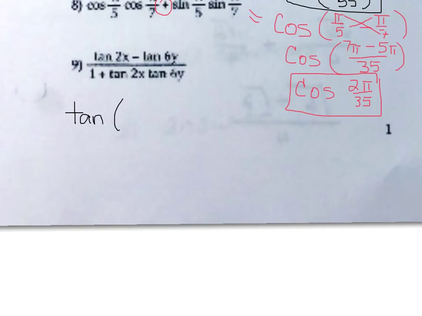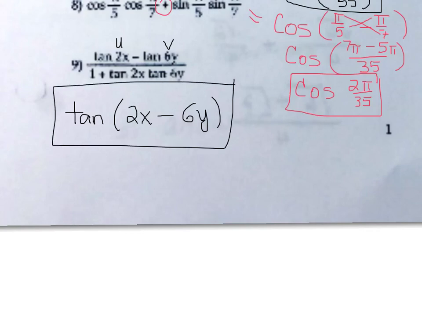Okay, so tangent of, this is going to be the u and the v. So that would be 2x. Same sign, right? Minus. Now, can we do something with the 2x and the 6y? No, you cannot combine them. So that's it, you're done with this one. That's the answer. What about the bottom part? You know how it's tangent of u and tangent of v? So it's following the formula. So it's just tangent of 2x minus 6y, and we're done.